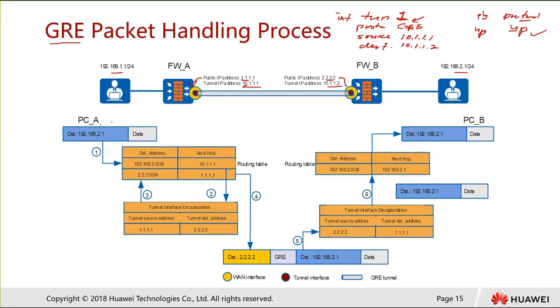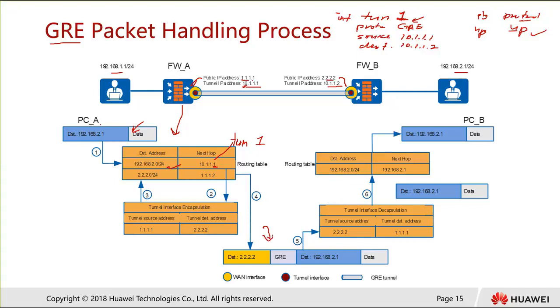Okay, let's go back to the PCA. So let's say PCA carries data, and he tries to send it over. What happens is that the routing table will look at your destination. This is the 2.0 destination, and the next hop is actually the tunnel interface. In this case, let's say the tunnel is tunnel 1, and this is the IP address. So that means this firewall will then put this packet into this format.